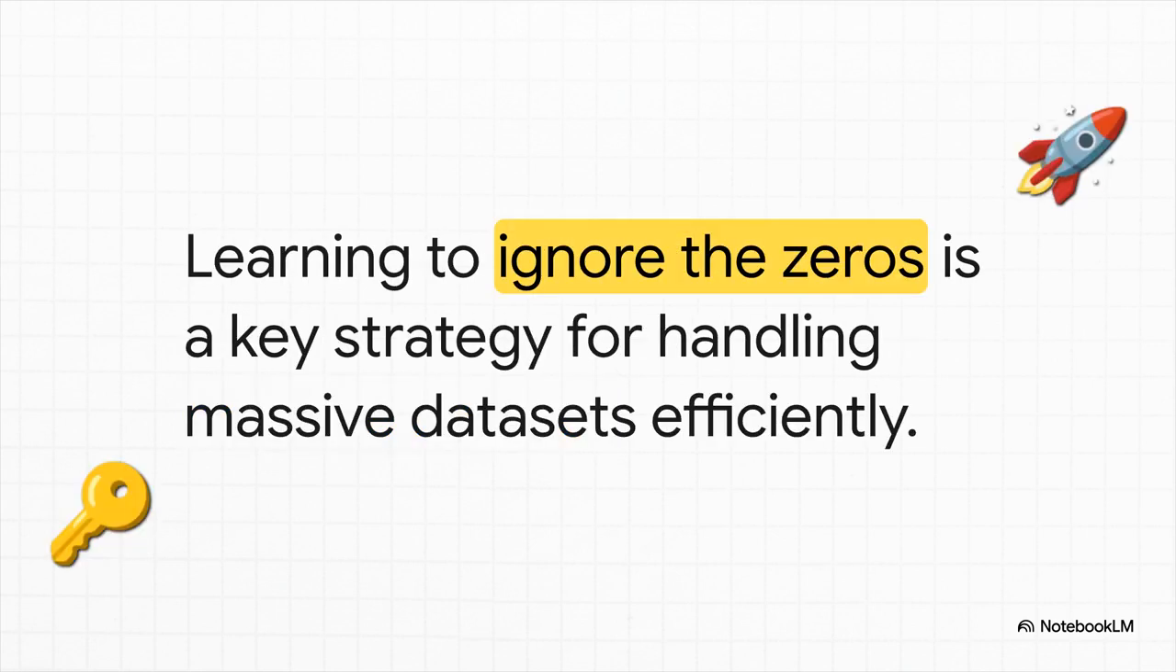So what's the big takeaway here? It's this. In a world that is just overflowing with data, maybe one of the smartest things we can do is get really, really good at knowing what to ignore. By designing our systems to just step around all the empty space, we unlock the power to work with data on a scale that would have been completely impossible otherwise.